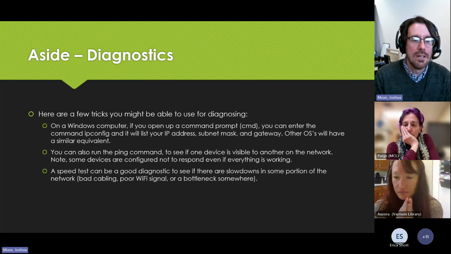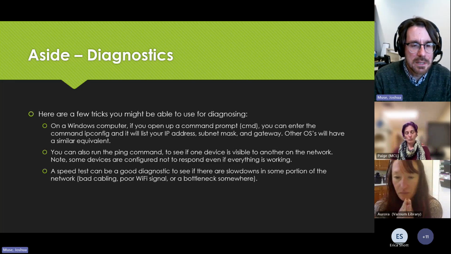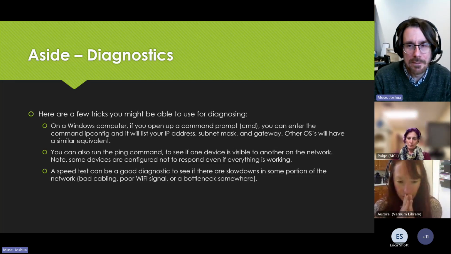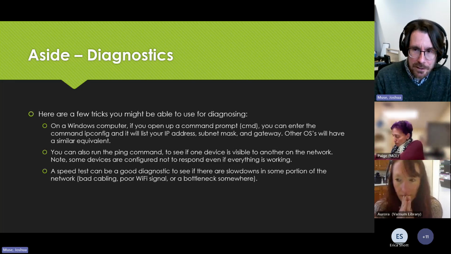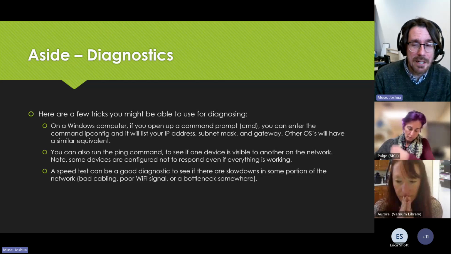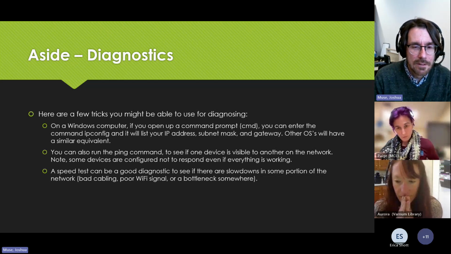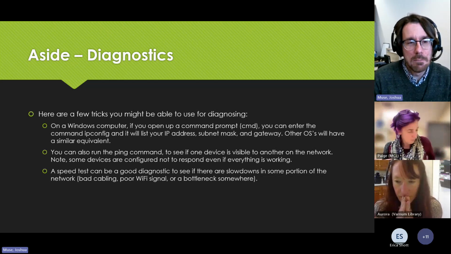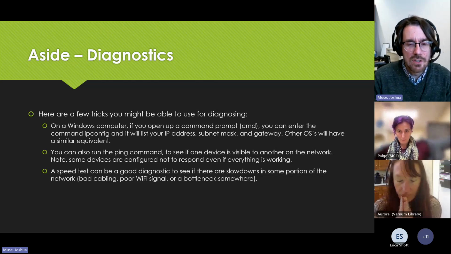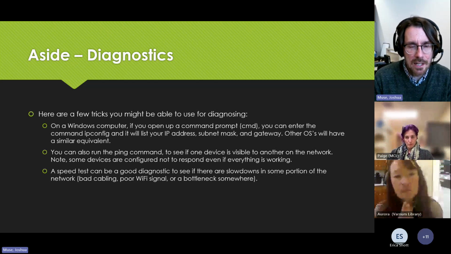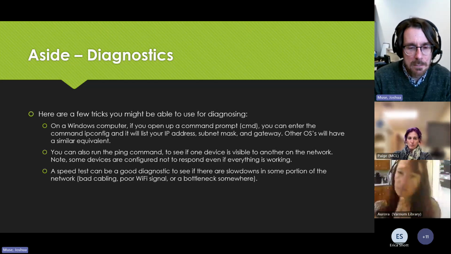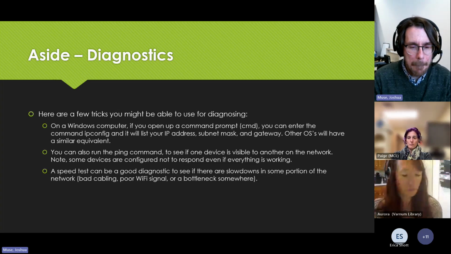And then I mentioned this before, speed tests. Speed tests can be a good diagnostic tool to see if there is a slowdown. If there's a stoppage, they're not really going to learn much. But if there's some part of your network that is slower than the rest of your network, or if everything is slow, a speed test can give you some information. There's a bunch of them on the internet. I use fast.com, but that's just because somebody at state IT pointed me that direction.